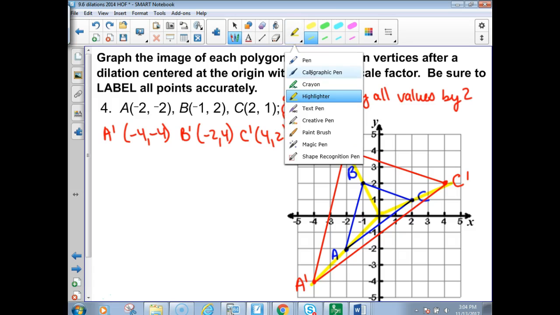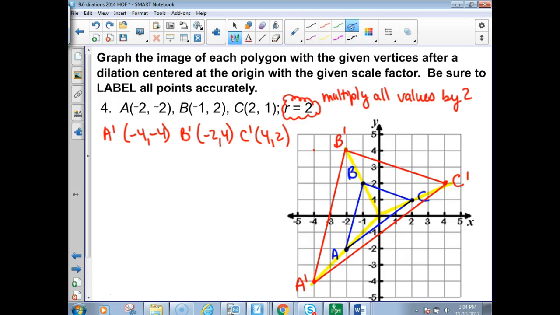has anybody taken art class and done perspective drawings? Yes. Okay, dilating away from the center is like a perspective drawing, right? You have a point of perspective, and then you blow up everything out from that. This is not that. It's in a way related, but it's out from the origin, so everything's going out away from the origin.